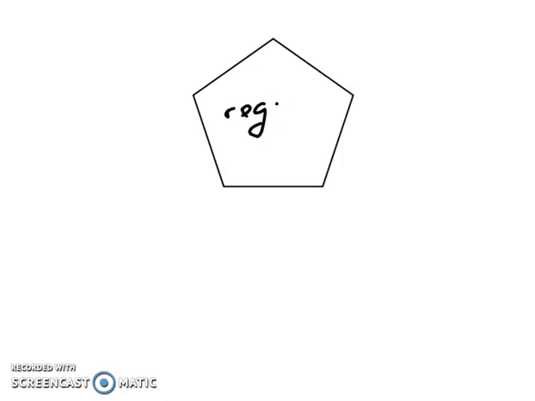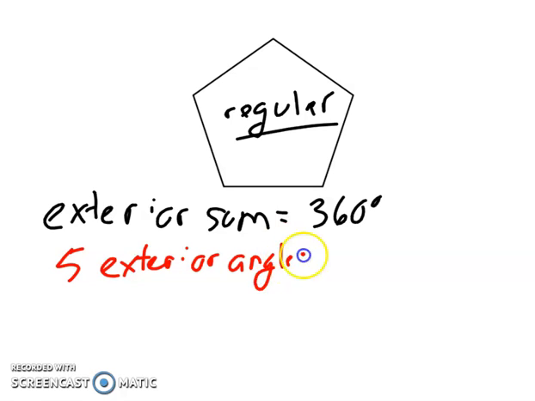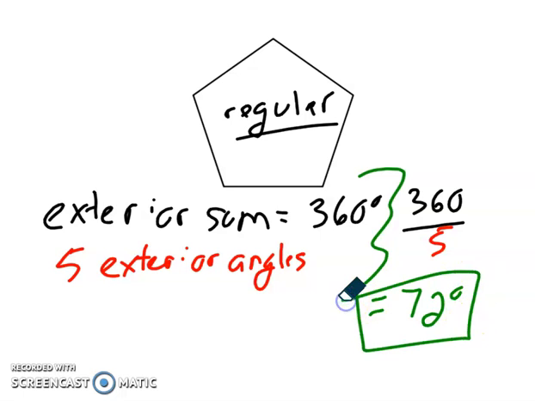If I have, let's say, a regular 5-sided shape, we know it's regular, which is important, which means all the angles are going to be equal to each other. I know the exterior sum is still equal to 360. That never changes. And I have a 5-sided shape, so I have 5 exterior angles. So what I would do is take 360 and divide it by 5. And when we do that, 360 divided by 5 gives us 72. So each exterior angle of a regular pentagon is going to be 72 degrees.